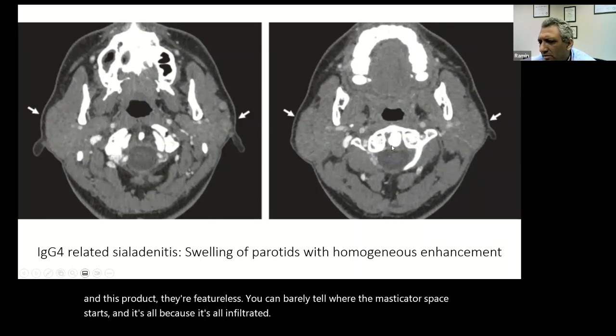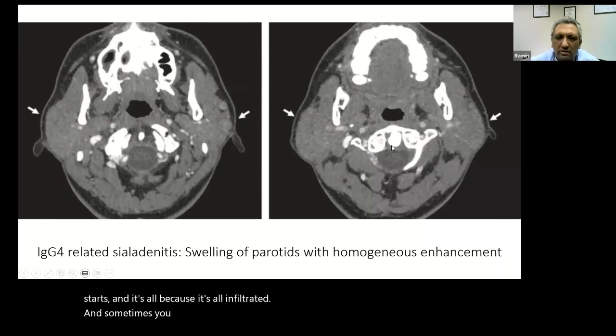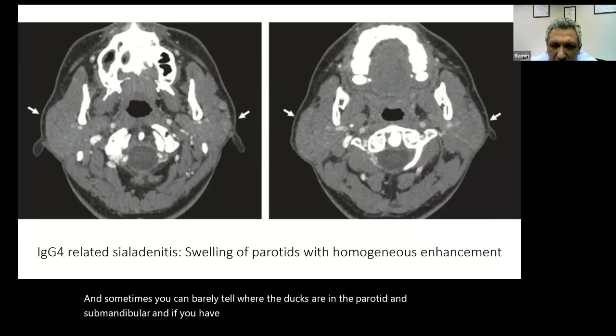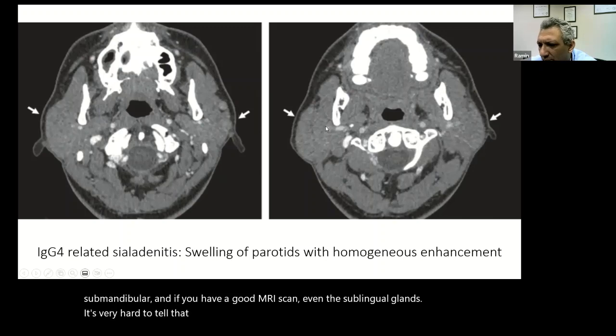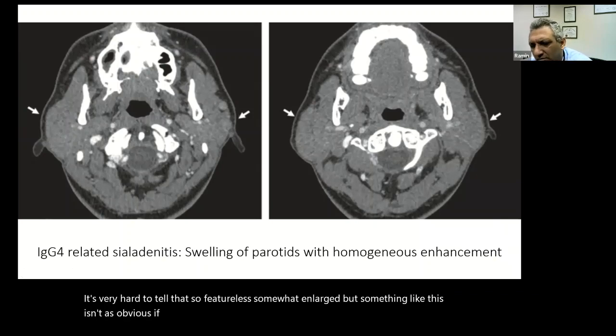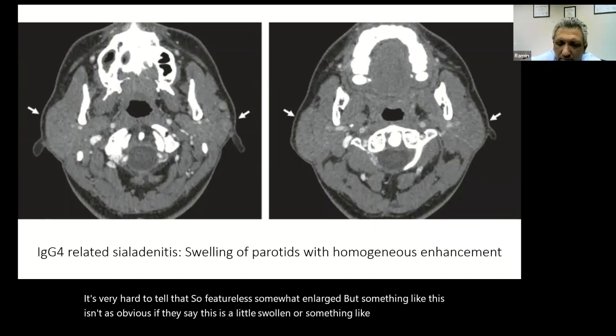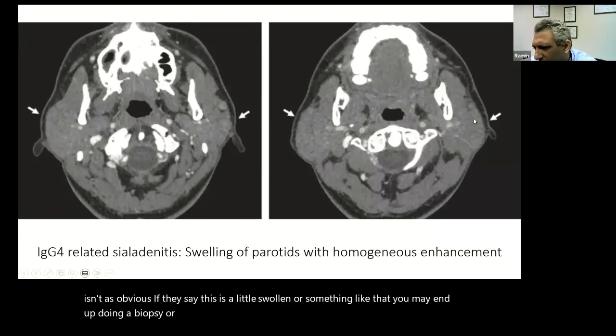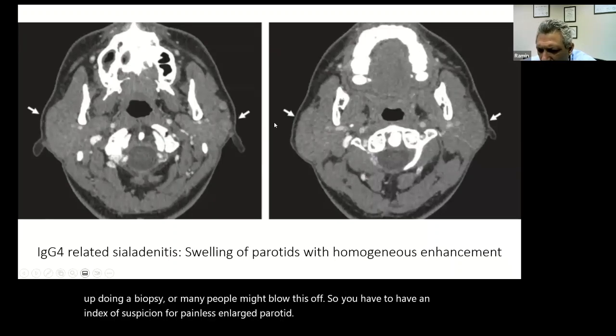And sometimes you can barely tell where the ducts are in the parotid and submandibular. And if you have a good MRI scan, even the sublingual glands. It's very hard to tell that. So featureless, somewhat enlarged, but something like this isn't as obvious. You know, if they say, oh, this is a little swollen or something like that, you may end up doing a biopsy, or many people might blow this off. So you have to have an index of suspicion for painless, enlarged parotids, dry mouth, that kind of stuff.